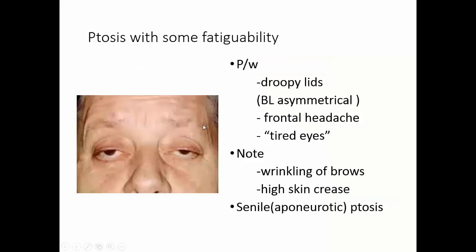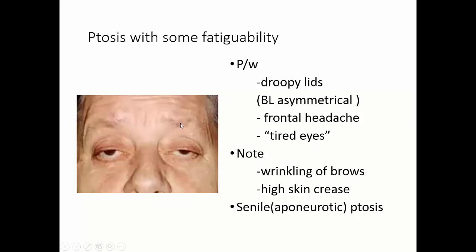Now I talked to you about the aponeurotic ptosis. These tired old people sometimes have this ptosis. The important thing is, you can see the lid wrinkling, the forehead wrinkling. That is because they are trying to overcome the ptosis, which tends to cover the visual axis. They try to either elevate the head or wrinkle the forehead, so that the frontalis muscle helps to elevate the lid a little bit, right? So these people can also have frontal headache. That is because of this continuous muscle contraction of the forehead, and they sometimes complain of tired eyes.